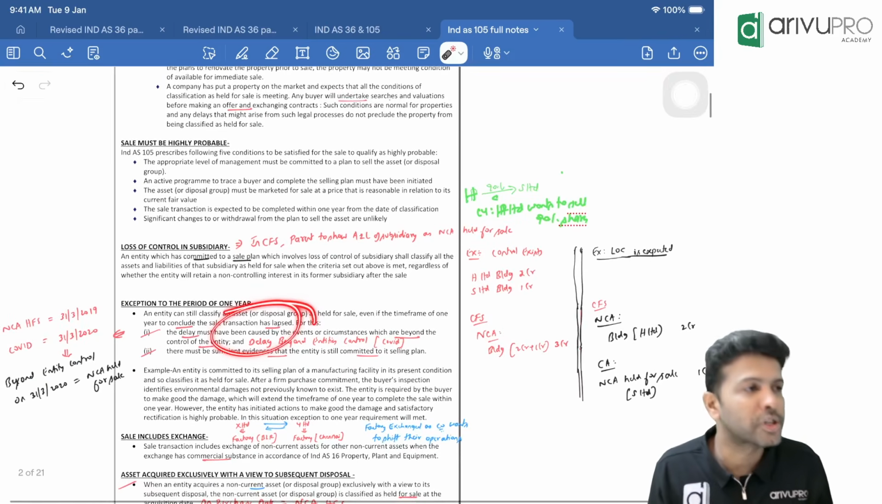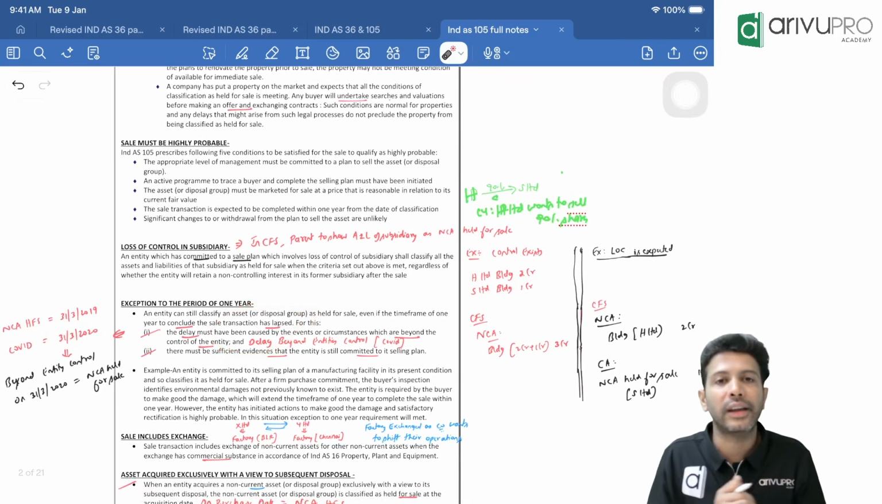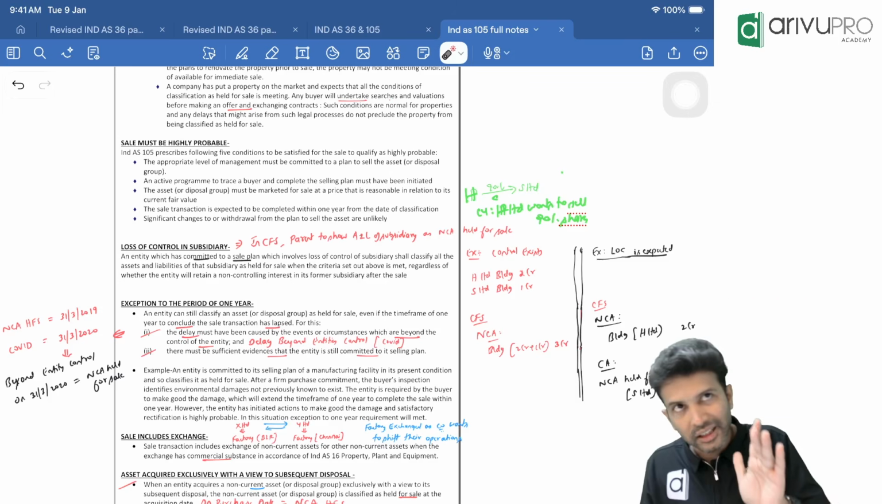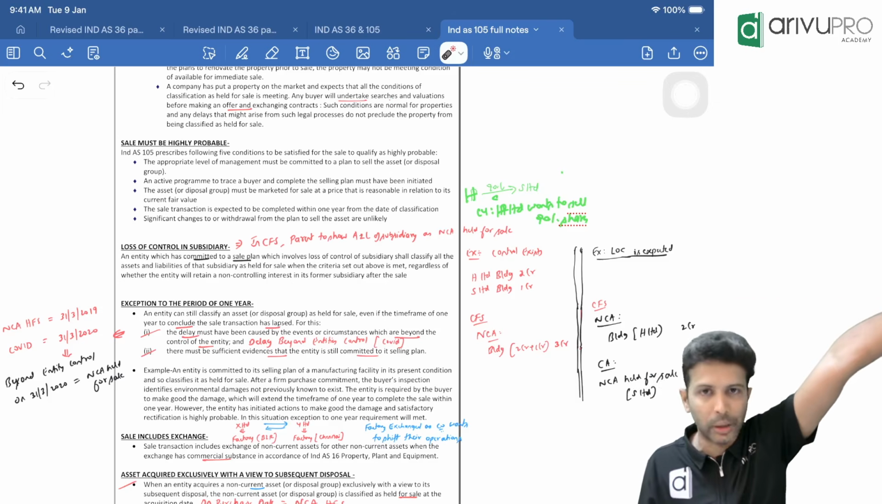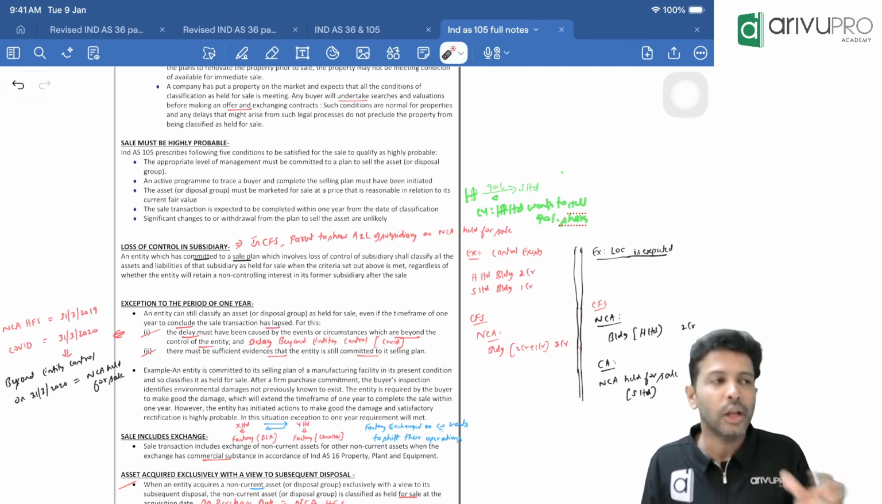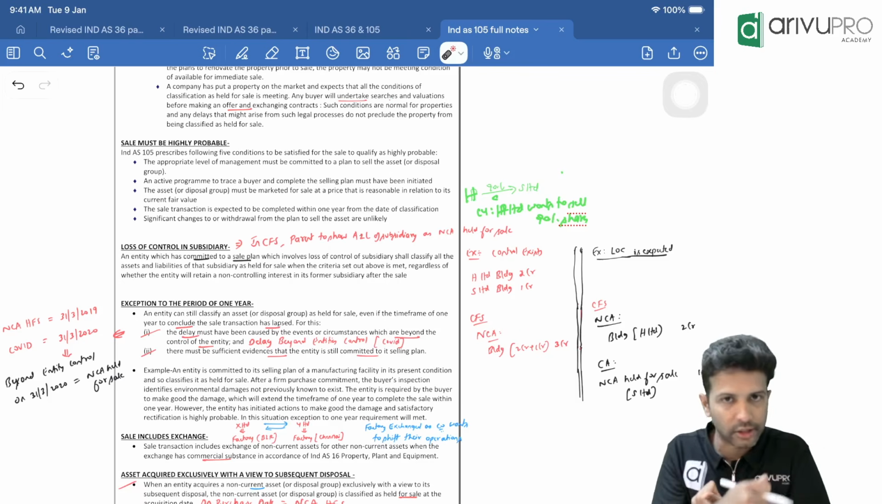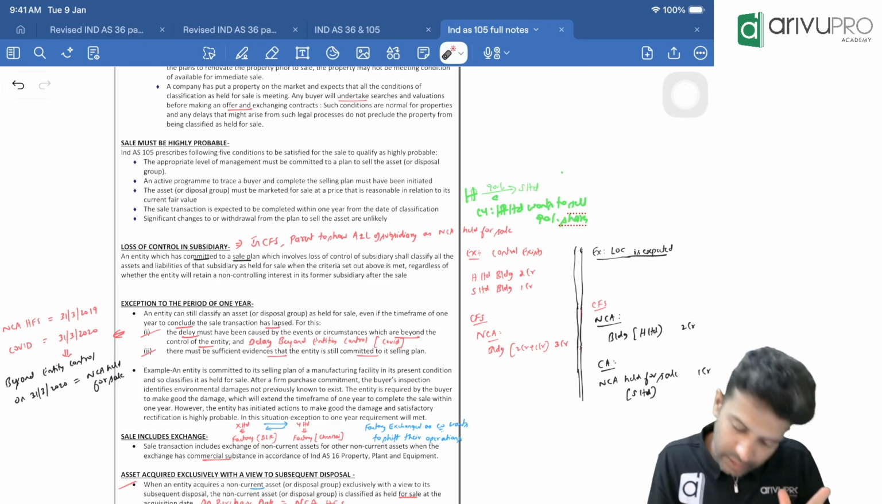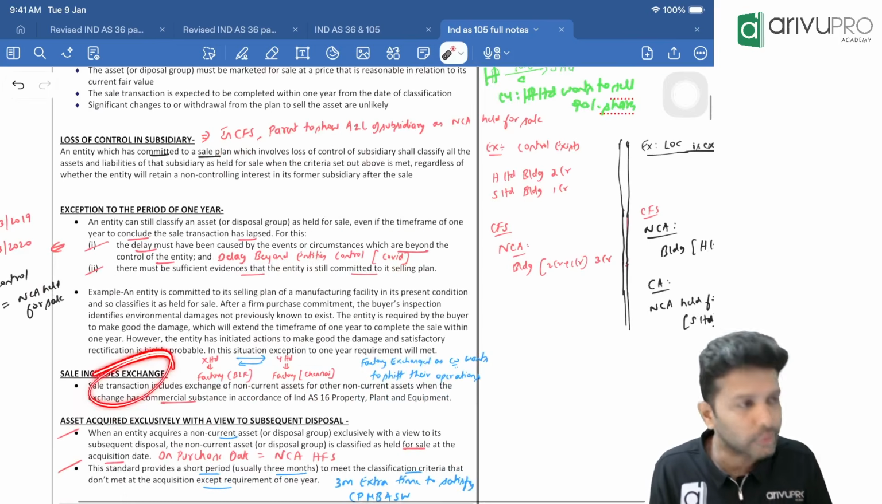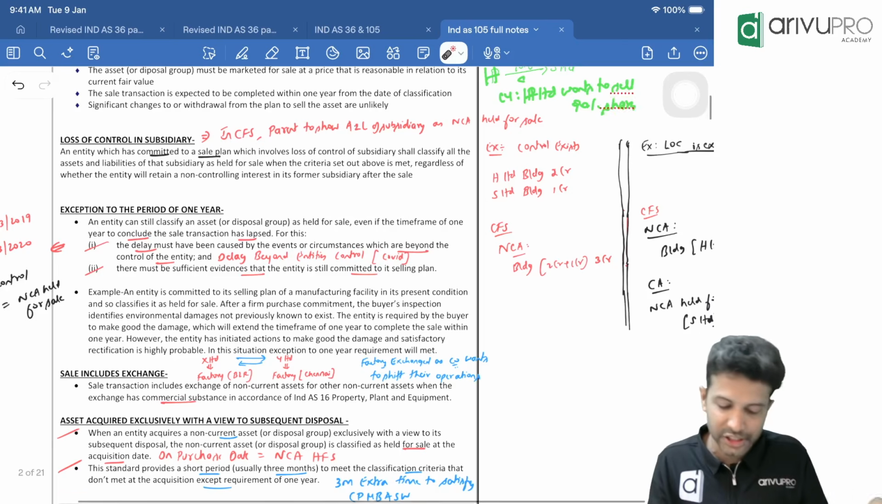Next, exception to period 1 year. One of the criteria for Ind AS 105 classification is sale to be completed within 12 months. But if that sale is expected to go beyond 12 months, still the delay is acceptable under two circumstances. What is that? One, the delay should be beyond entity's control, and even due to delay, company still has an intention to sell it. Okay, those two conditions. Next, sale for this Ind AS 105 purpose includes exchange also.